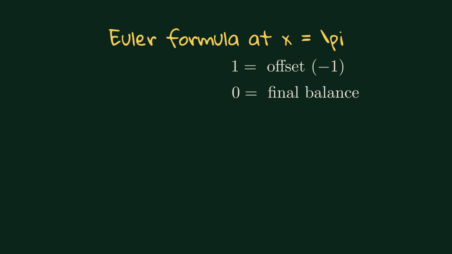I is the square root of -1. Pi is half a turn. 1 is the unit we add to offset -1. 0 is the final balance after the terms cancel. That is the identity. The whole miracle is a half turn.